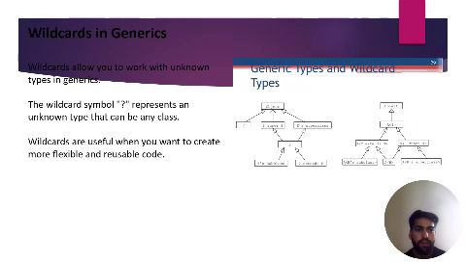Now we will see about wildcards in generics. Wildcards allow you to work with unknown types in generics. The wildcard symbol represents an unknown type that can be any class. Wildcards are useful when you want to create more flexible and reusable code. As you see in the diagram, the object will receive these types of inputs.